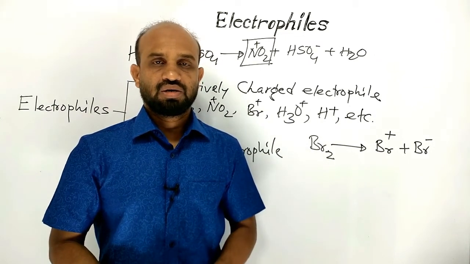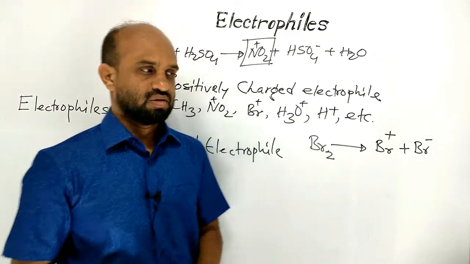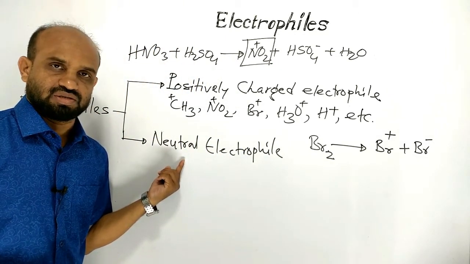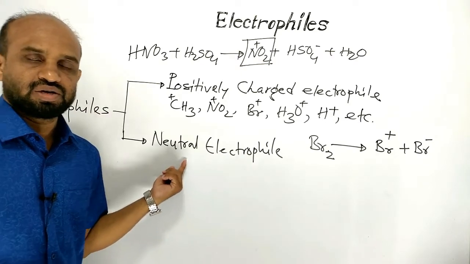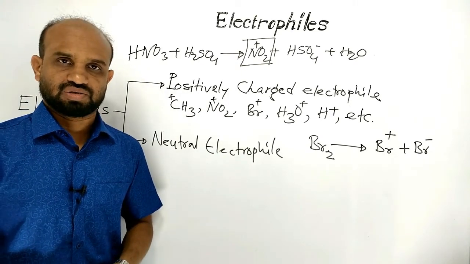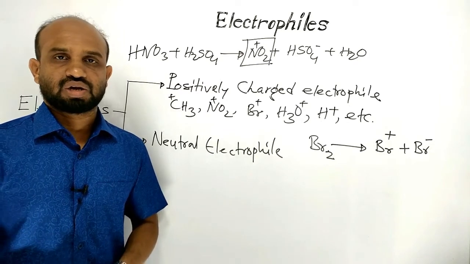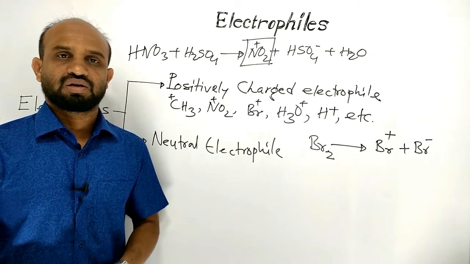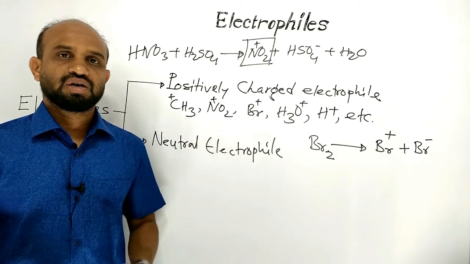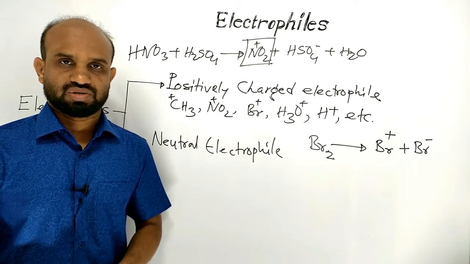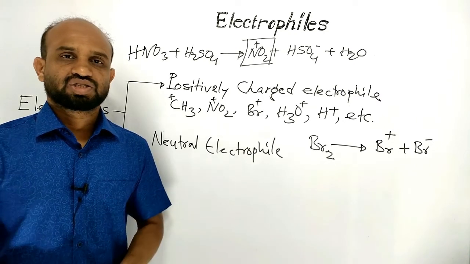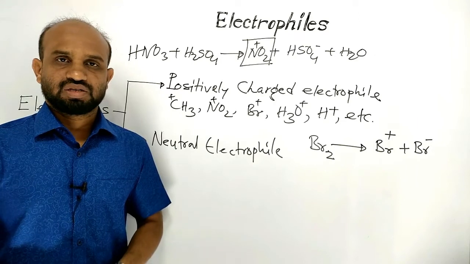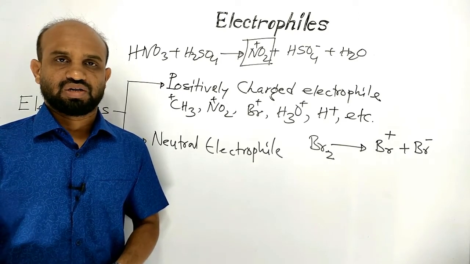Now let's see neutral electrophiles. Neutral species having a tendency to receive electrons are called neutral electrophiles. Though these species are neutral, there is a shortage of electrons. That is why these species are electron loving. Let's see some examples of neutral electrophiles.